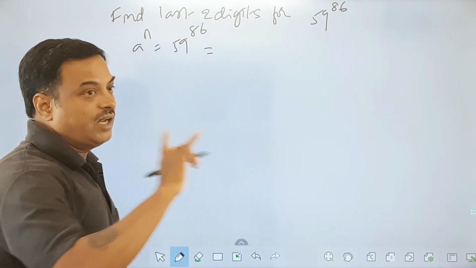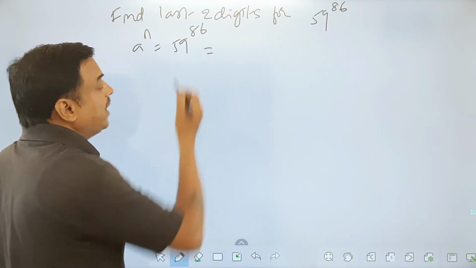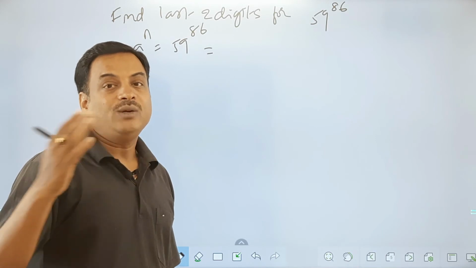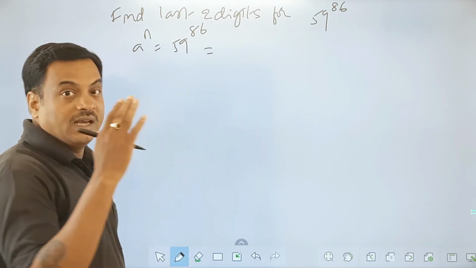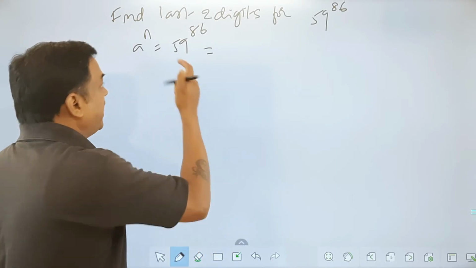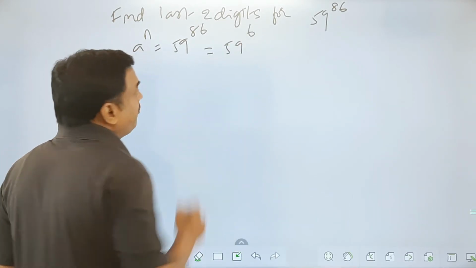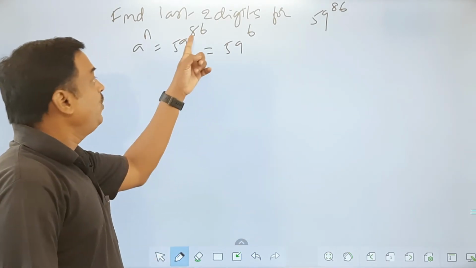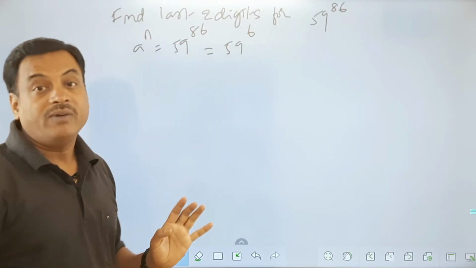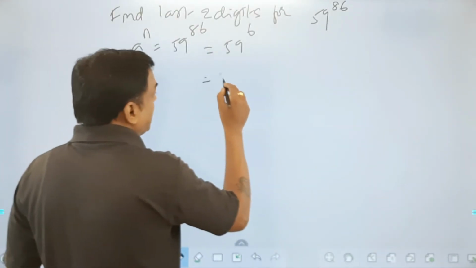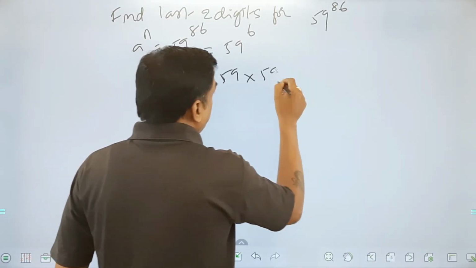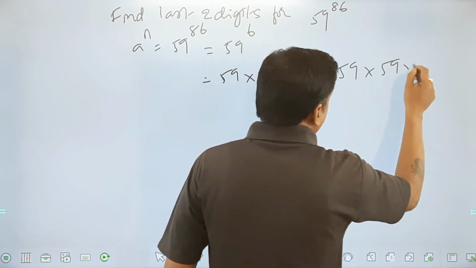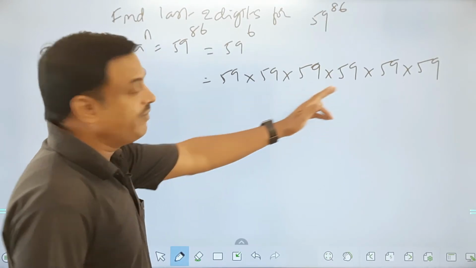Now after every cycle of 20 powers, they'll repeat. So how many 20 powers can be applied? 1 to 20, 21 to 40, 41 to 60, and I am left with 61 to 80 also can be removed. Finally, I will be left with 59 to the power of 6. So cycle of 20, 20, 20, 20 for 4 times when I remove, up to 80 it will be gone. We will be left with only power 6. So now this one can be taken as 59 into 59 into 59 into 59 into 59 into 59, for 6 times.